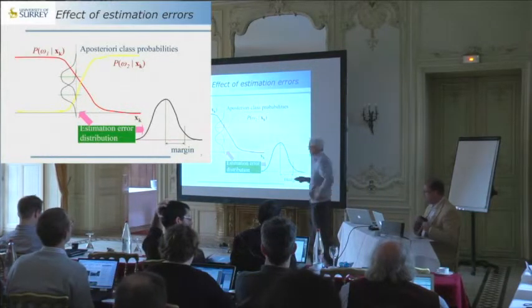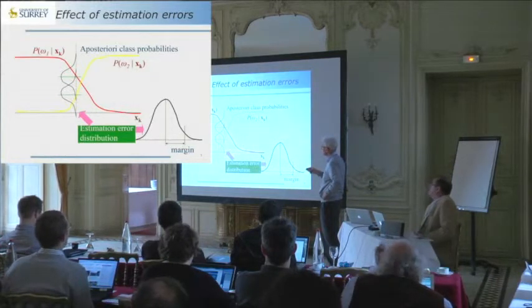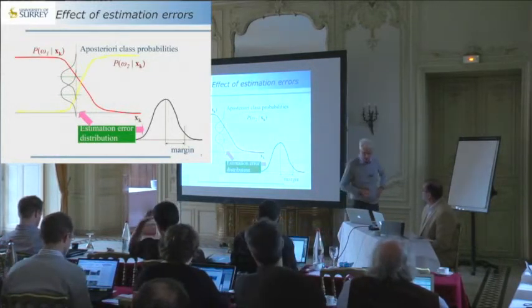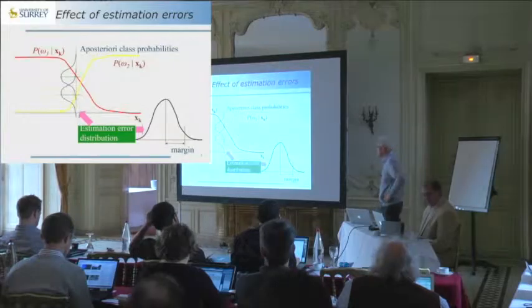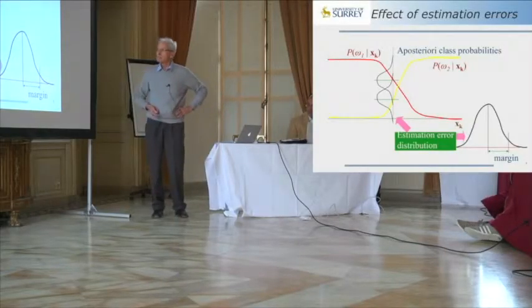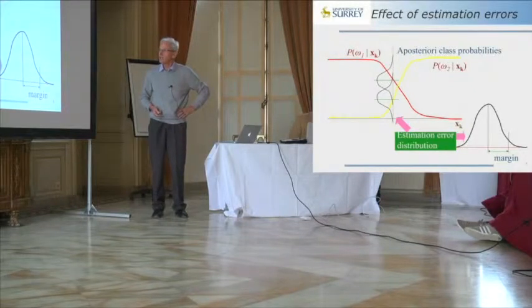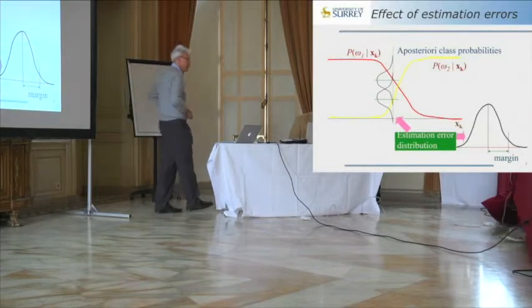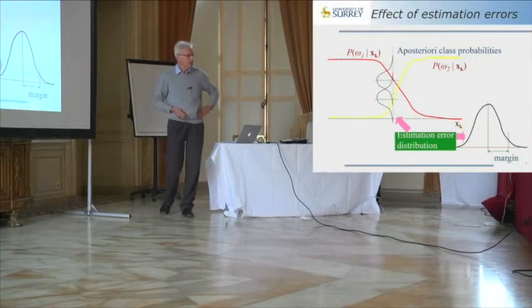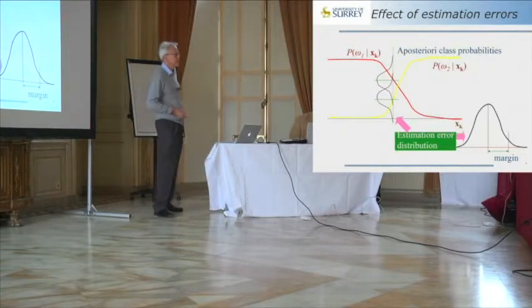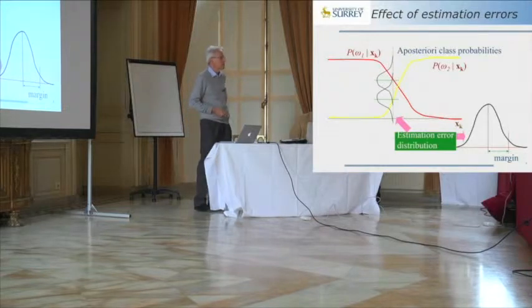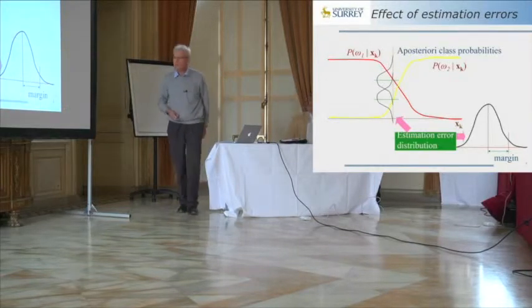Then various things can happen. If, for instance, I get an error which tells me the estimate is bigger than the true value, then no problem. I will still make the same decision. My max a posteriori selection will still give me the same class, so I will go for class one. The problem arises when my error is unfavorable and I get it somewhere there. In this two-class case, because the a posteriori probabilities have to sum up to one, the errors will be the same, just with opposite sign.